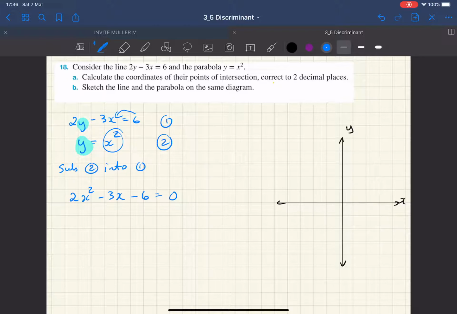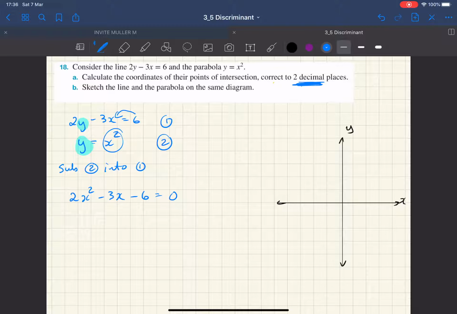Now I have a quadratic equation. To solve a quadratic equation, I first look at common factors, which I don't have. Secondly, I look at, can I factorize using brackets? I know already that it's not going to work, and the hint is they say 2 decimal places. 2 decimal places means I'm not going to have rational values, and therefore I'm not going to use this.